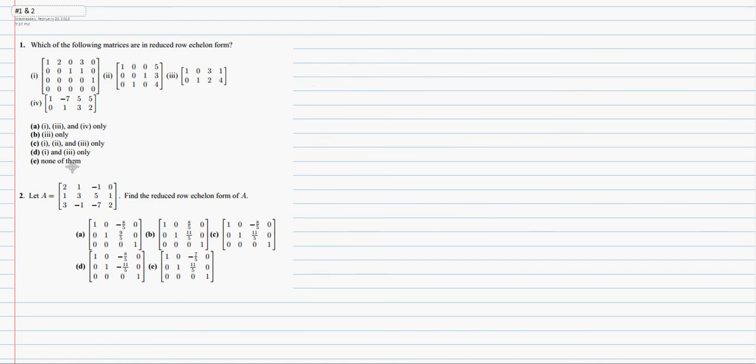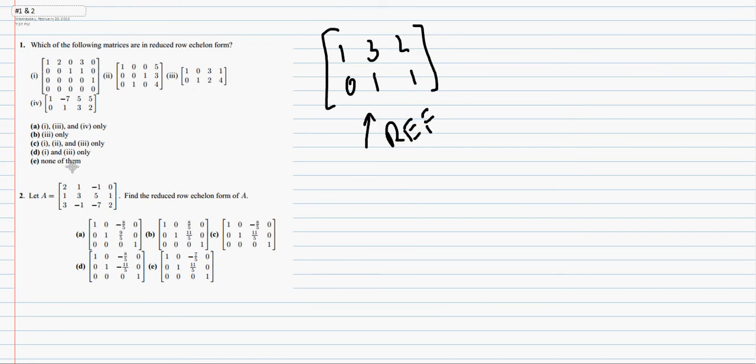And a row echelon form is more where the zeros are below the first diagonal of the ones. So if you have 1, 0, 1, 3, 2, 1, this would be a row echelon form. So that's the difference between them.